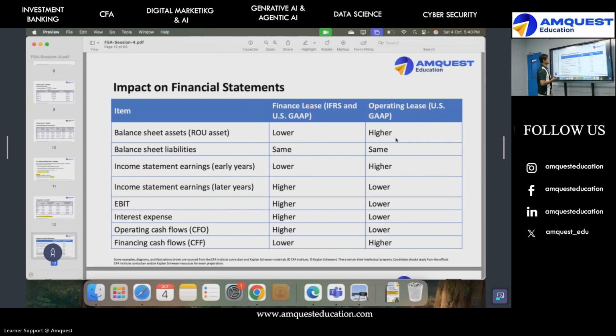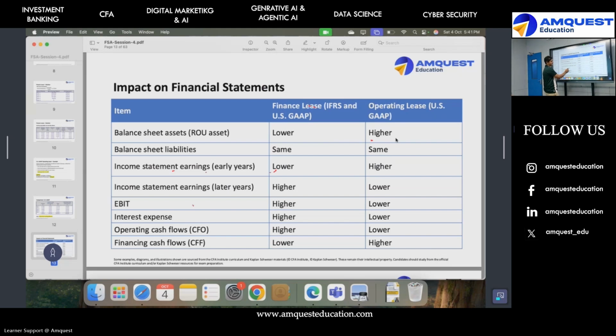So the balance sheet liability would be the same because you're showing the present value of lease liabilities, right? But in an operating lease, you're showing the ROU asset in your books. Income statement earnings in the earlier years, you're going to show interest expense, so therefore the income will be lower, right? Here it is higher, but later it will change.